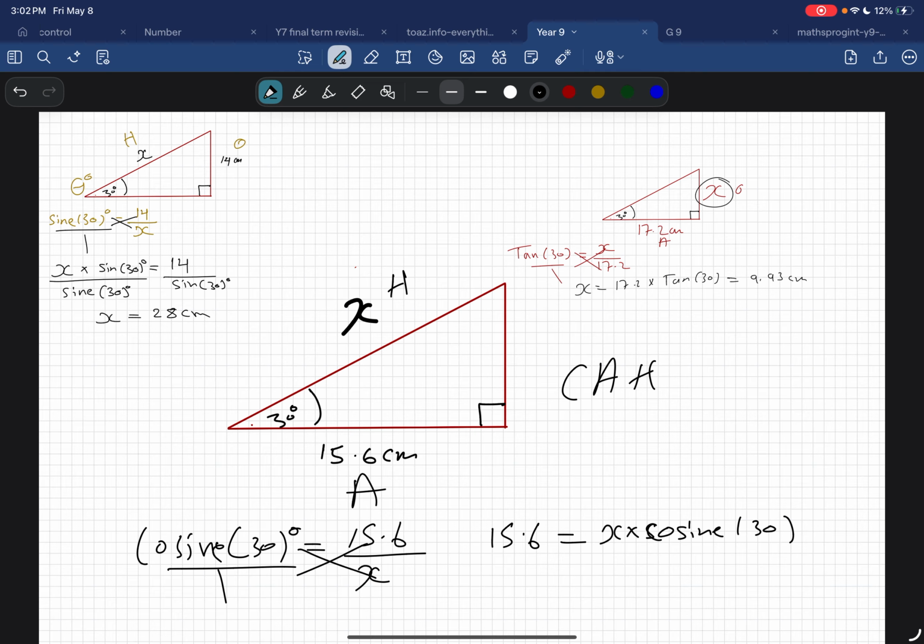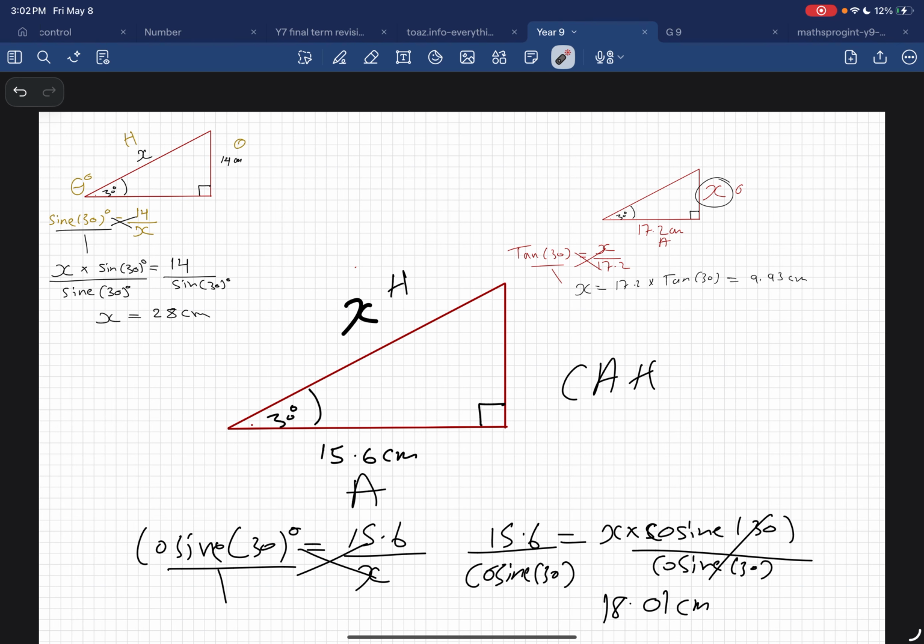30. I want x on one side, so I'm going to divide both sides by cosine 30 because the opposite of multiplication is division, to get rid of it. And here you go, you're going to have your value there. So we're going to type 15.6 divided by cosine 30, which is going to be 18.01 centimeters. So we have the adjacent and we have the hypotenuse. I need to find the hypotenuse in this case. You're going to think of the cosine rule.